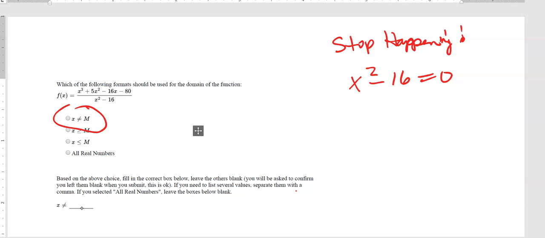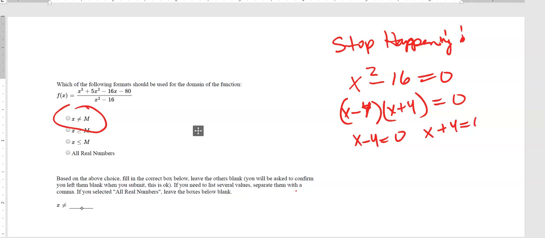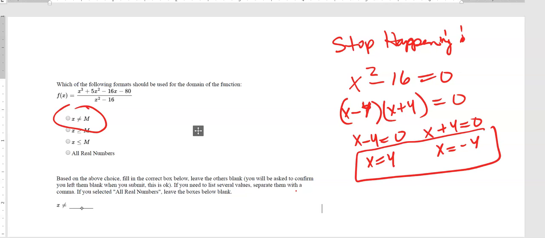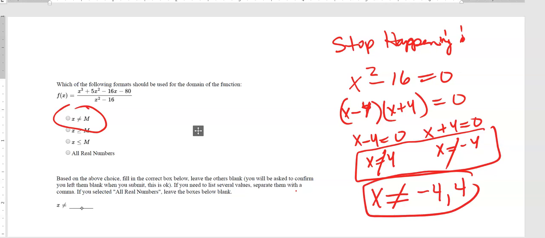So what we're going to do is solve for when x squared minus 16 will equal 0. Well, this is a difference of squares. That's x minus 4 and x plus 4. So I'll set each factor equal to 0. And I'll say when x is 4 or when x is negative 4, it will cause the denominator to equal 0. So I don't want those to be included because they are bad values. They're going to cause the denominator to equal 0. So I'm going to say that x cannot equal 4 and x cannot equal negative 4. For yours, you're going to put it in with a comma, like this. And this is what we're going to put in the second part of your question. These values are excluded from my domain.